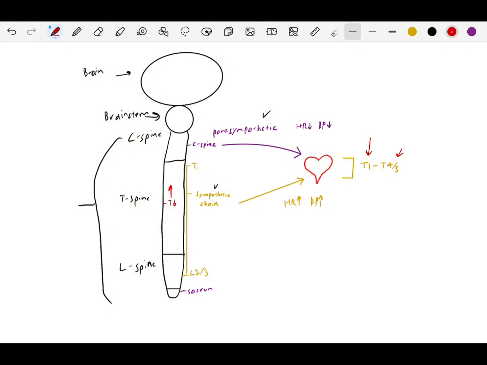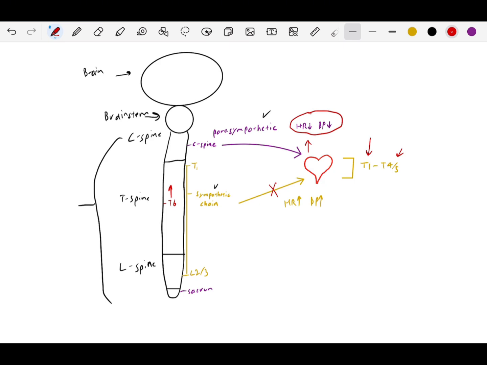And again, why is that important in the setting of shock? Well, if you have damaged the sympathetic supply to the heart, now you have unopposed parasympathetic, right? And if you have unopposed parasympathetic, now you have a low heart rate and a low blood pressure because you're lacking that ability for the sympathetic chain to provide that vasoconstriction peripherally, and it's not able to increase your heart rate and increase your blood pressure. All right, and again, this makes sense with the definition of neurogenic shock because you have a low heart rate and a low blood pressure.